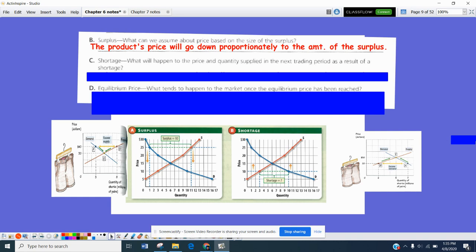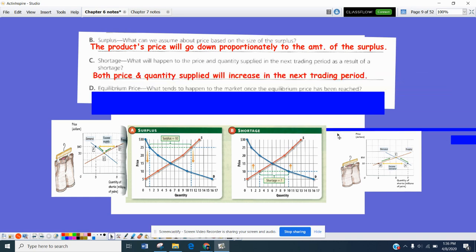A shortage. What will happen to the price and quantities supplied in the next trading period as a result of a shortage? Well, a shortage, for the most part, is that we don't have enough of a product in hand, and hence it drives prices upwards. Both the price and the quantity supplied would increase in the next trading period.